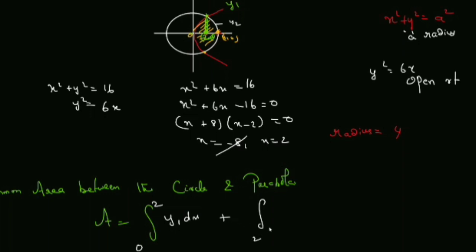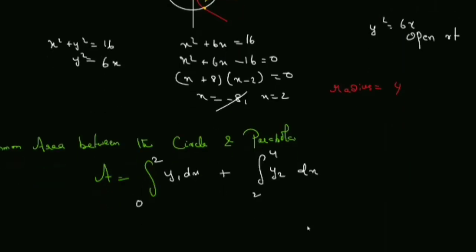Then 2 to 4. From 2 to 4, the boundary is the circle. Here the boundary is the parabola. Here the boundary is the circle. So 2 to 4, y2 dx. So y1 is the parabola. Y square is 6x, so y will be equal to root of 6x.